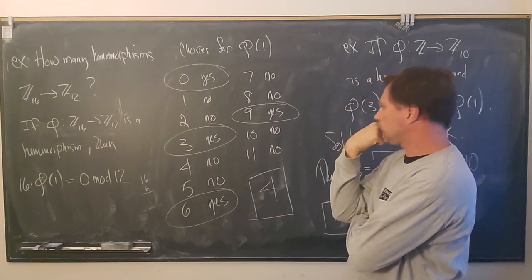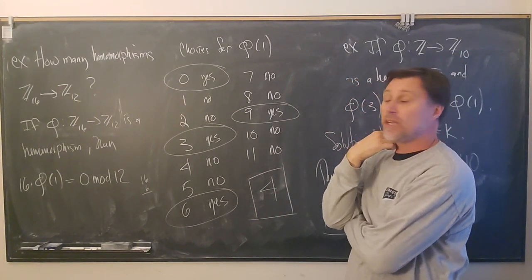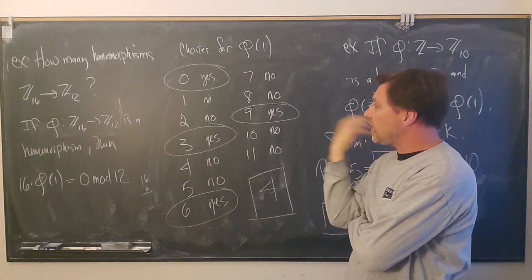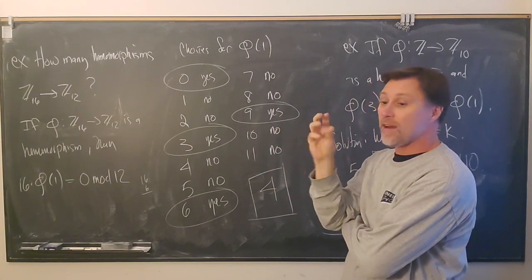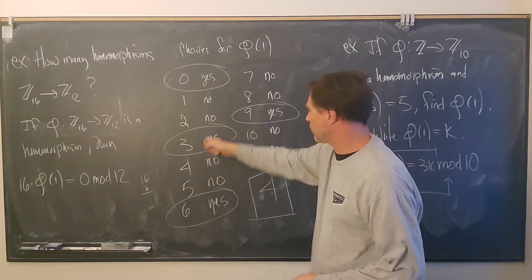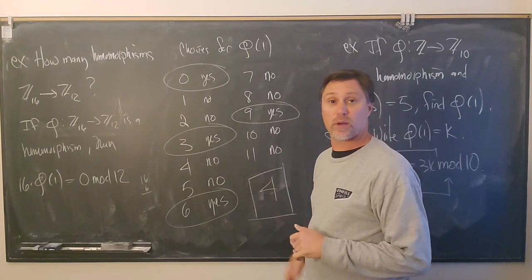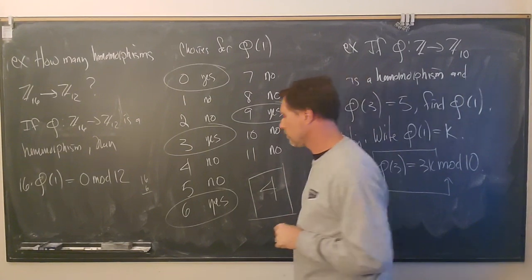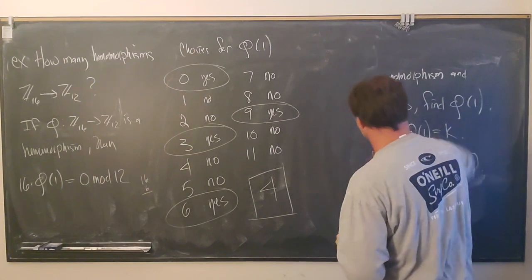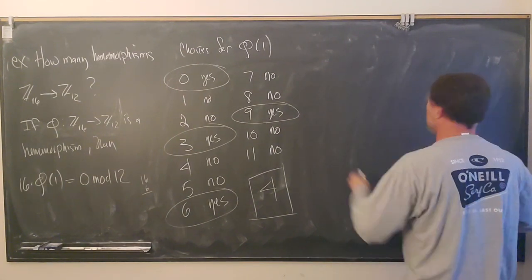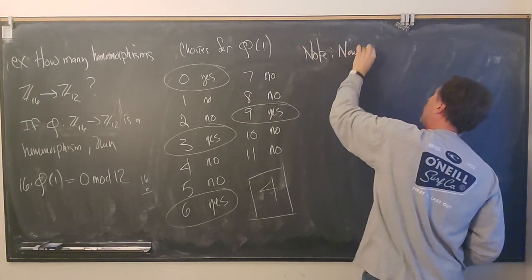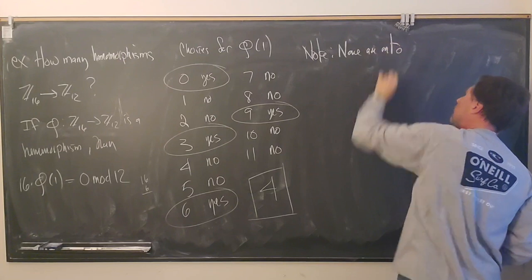How many are onto? The answer here is 0. Why is that? Well, if it's going to be onto, then phi of 1 has to be a generator of Z12. And if you notice, none of these, 0, 3, 6, and 9, are generators for Z12, so none of them are onto. So as an extra note, you can make a note for yourself: none are onto.